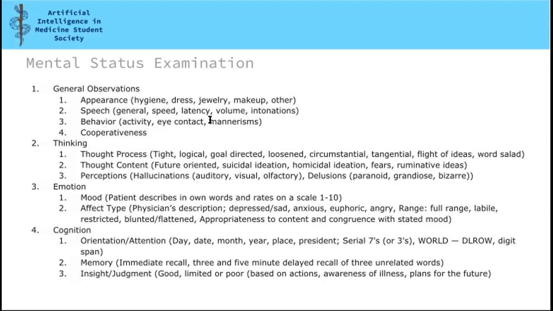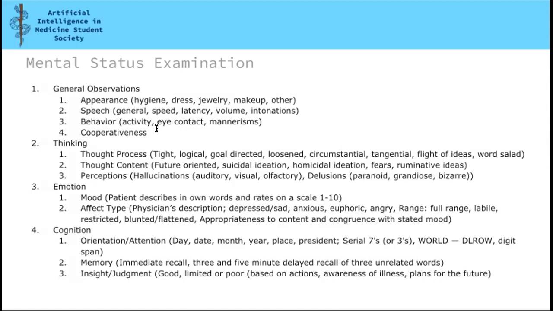Their behaviors. So eye contact's a really big one. Mannerisms, their hand gestures, any aggression that you can see underlying, and cooperativeness. This one's a little bit difficult, but if you're asking them questions and they're difficult to speak with, that would talk about their cooperativeness.